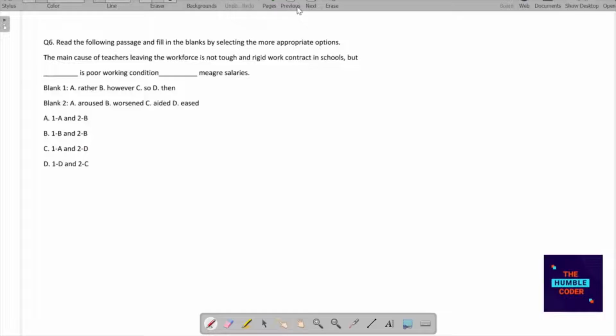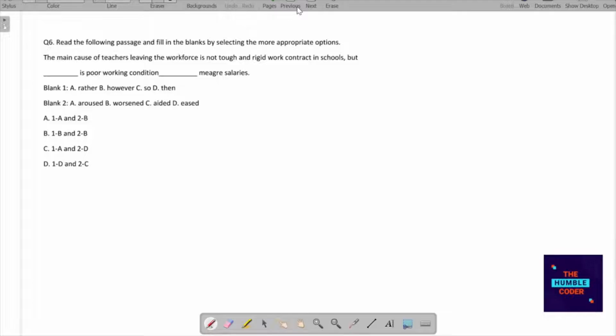Read the following passage and fill in the blanks by selecting the more appropriate options. The main cause of teachers leaving the workforce is not tough and rigid work contract in schools, but dash is poor and working condition dash mere, meager salaries. Okay, so we have two dashes in this question, and let's try to fill the first one.